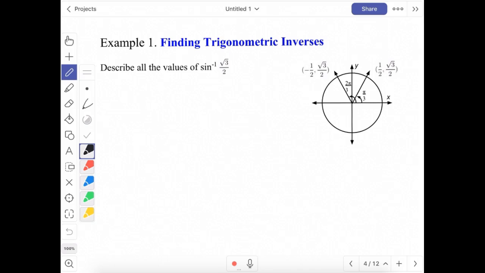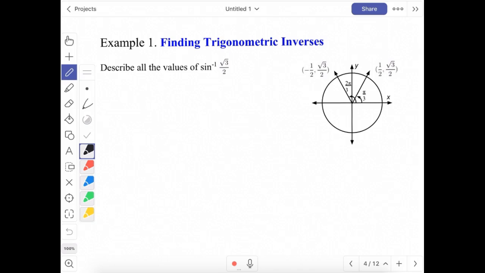So describe all the values of sine inverse of root 3 over 2. If you look at the unit circle over to the right, you can see that pi over 3 has a y value of root 3 over 2, and 2 pi over 3 also has root 3 over 2 as a sine.